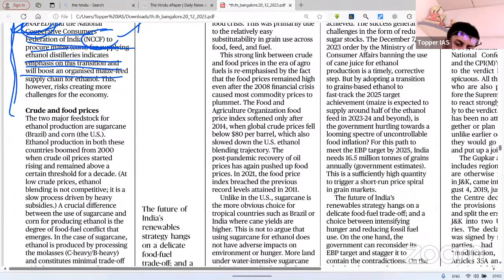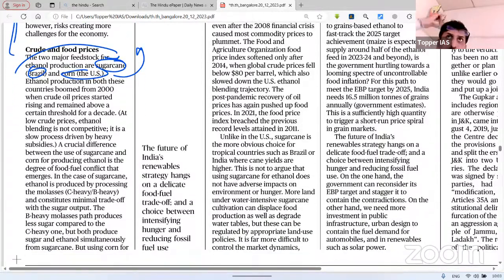The two major feedstocks for ethanol are sugarcane and corn. Usually in Brazil, more sugarcane is used for ethanol, and in the US, corn is used. Why it started there was because crude oil prices were soaring, so they thought of reducing usage. But the side effect is that food production is used for this purpose.